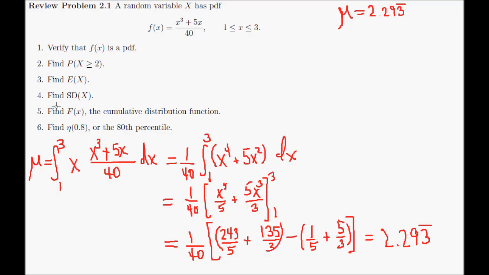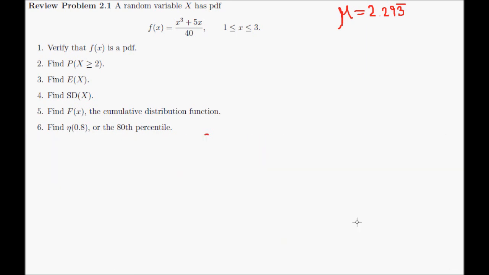For part 4 here, we have to find the expected value of x squared first in order to get the standard deviation of x. So let me clear out the space down here. To get the standard deviation of x, the first thing that we get is the expected value of x squared. We already have the expected value of x, and so the next thing we need is the expected value of x squared.